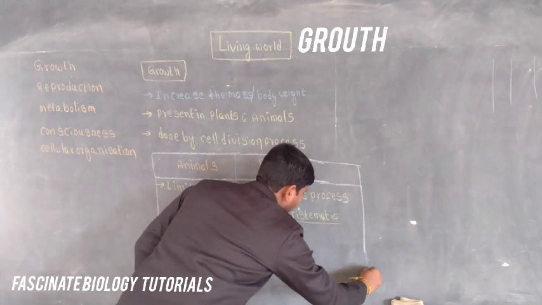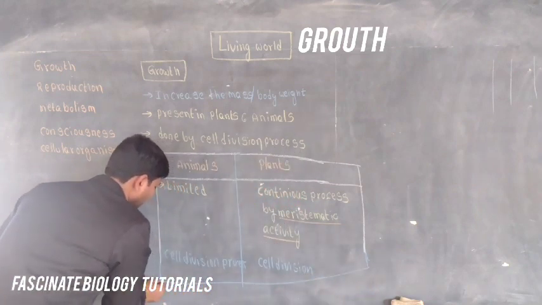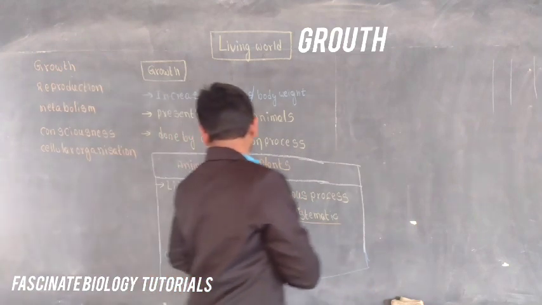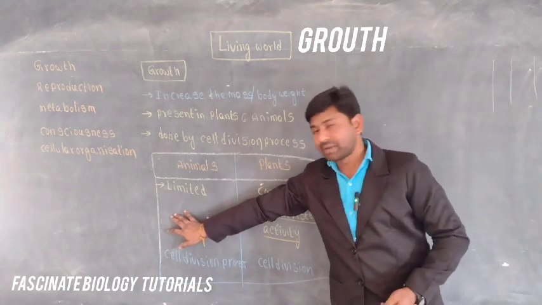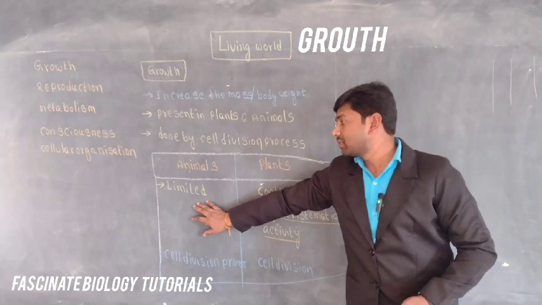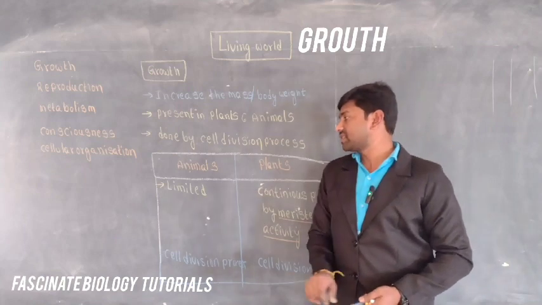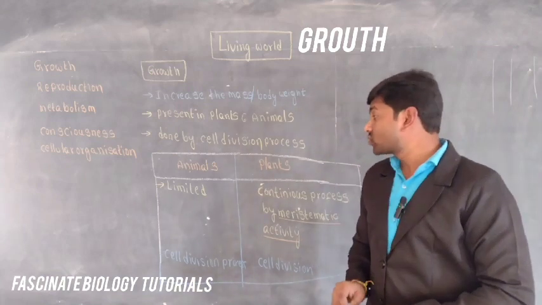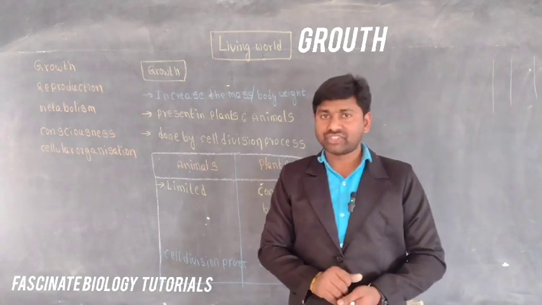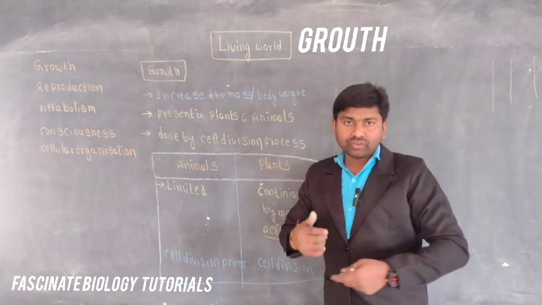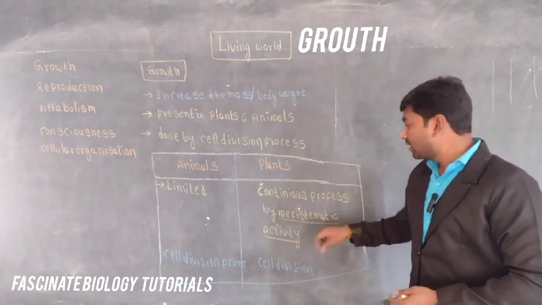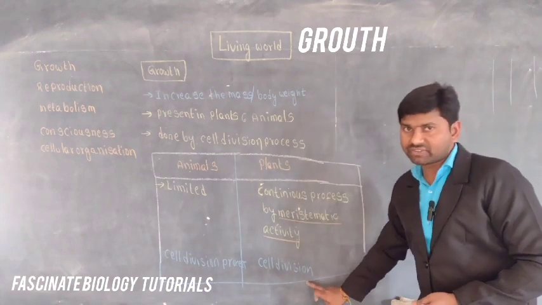These are the major differences between plant and animal growth. In animals, growth is limited. After a particular period of time, animals are not able to grow. The best example is human beings: after the age of 25 years, a human is not able to increase in height. But in plants, throughout their life cycle, plants can grow by meristematic activity, by the cell division process.